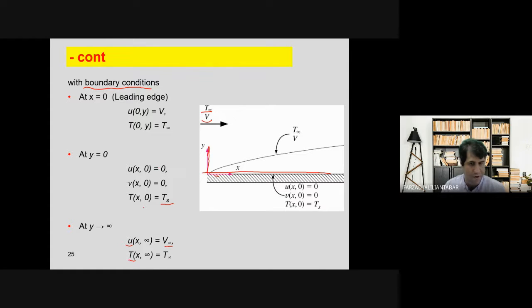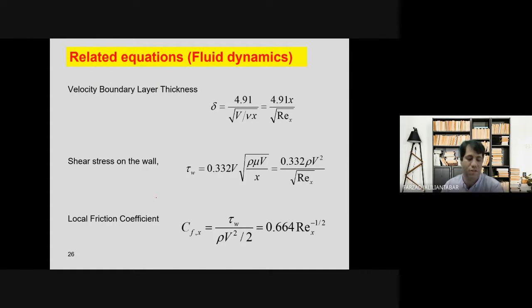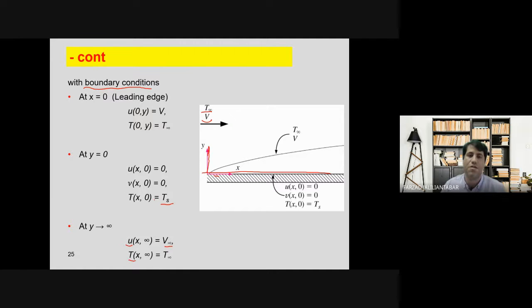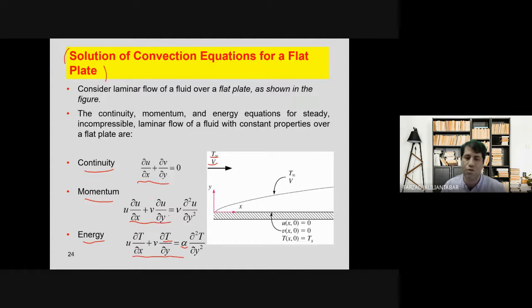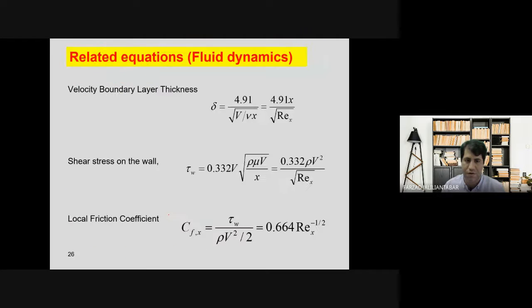So we can find this from those boundary conditions. If we use this boundary condition and this differential equation which we have here, we can find this equation. As I said before, we are not going into the detail of how to find this equation. So the velocity boundary layer thickness, based on this differential equation, can be found by delta equal to 4.91 x divided by the square root of V divided by nu X.